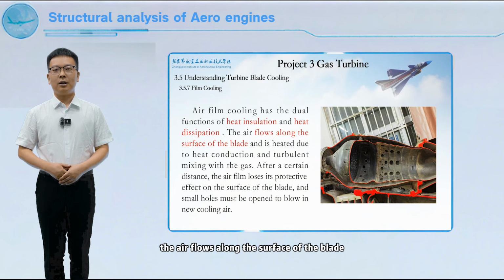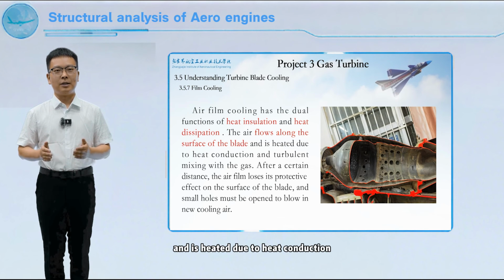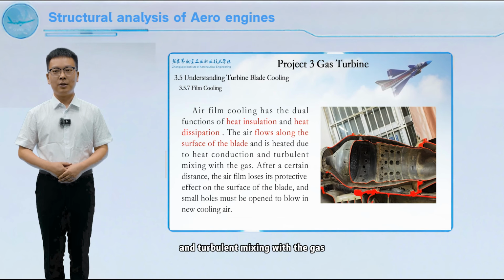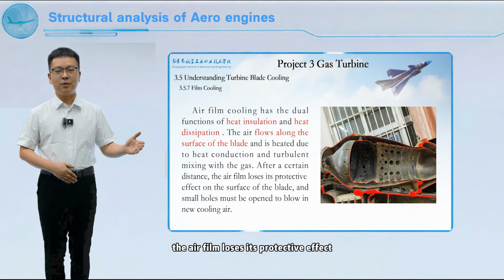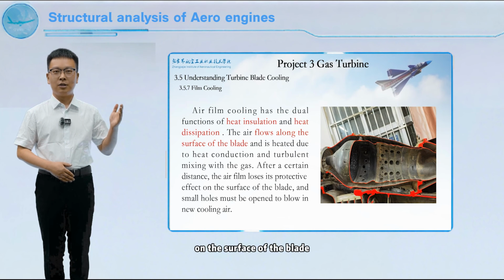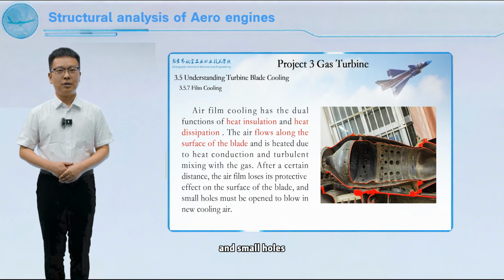The air flows along the surface of the blade and is heated due to heat conduction and turbulent mixing with the gas. After a certain distance, the air film loses its protective effect on the surface of the blade, and small holes must be opened to blow in new cooling air.